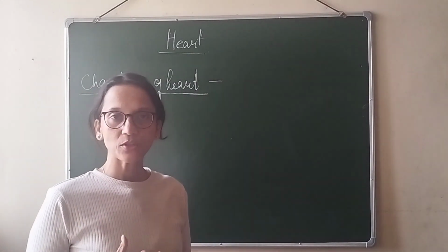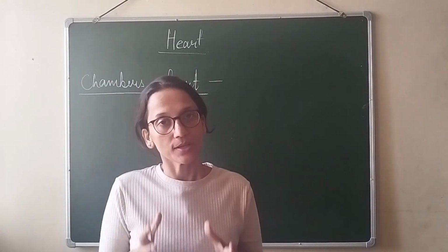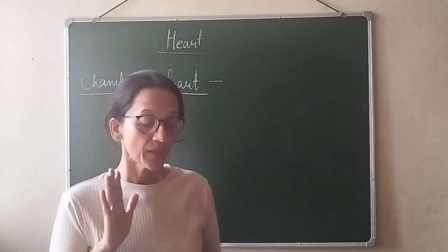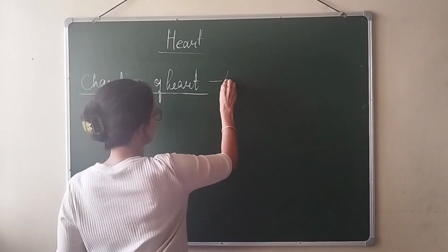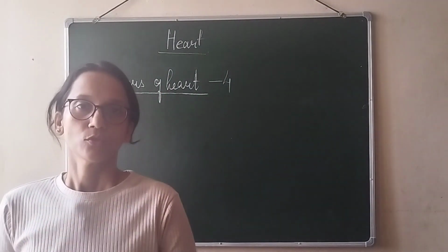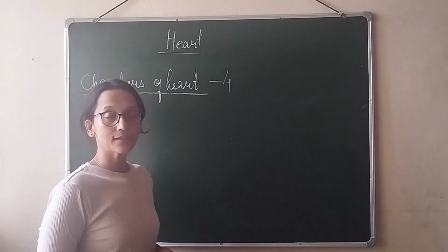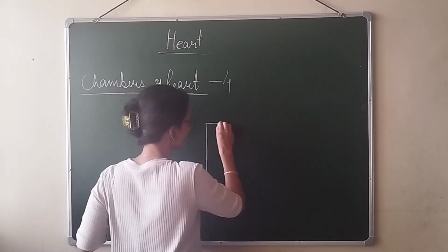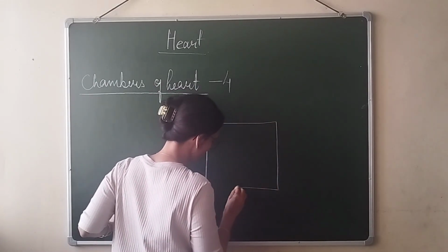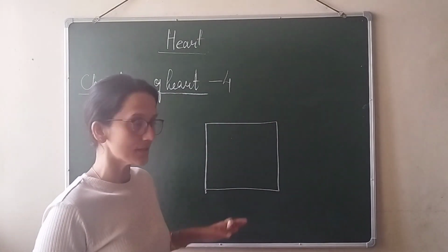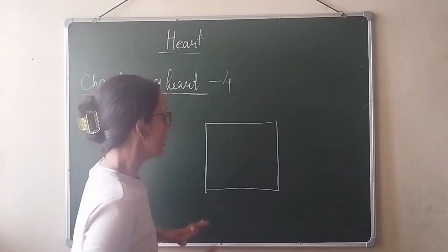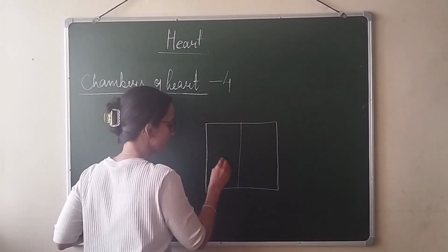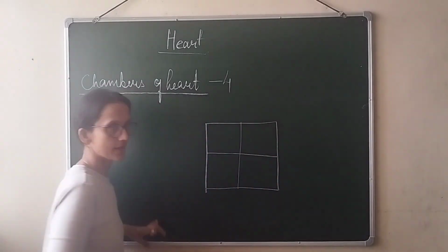Now the next information about heart is about the chambers that are present in our heart. Now our heart has total 4 chambers. So to understand the chambers of the heart, I am going to draw a schematic representation of the heart. Remember, schematic representation is not the diagram of the heart. This is for our understanding. So as I said, there are total 4 chambers in the human heart.